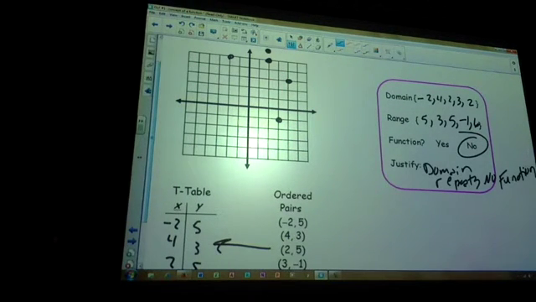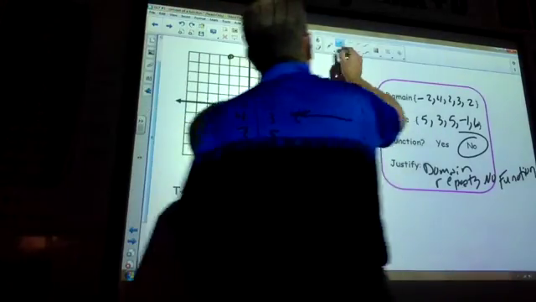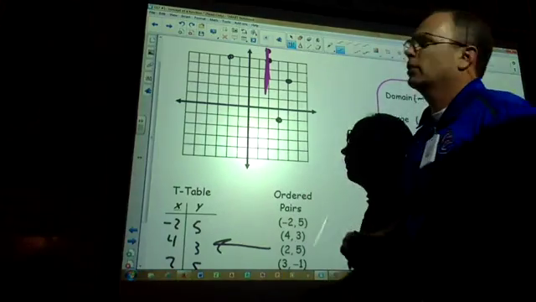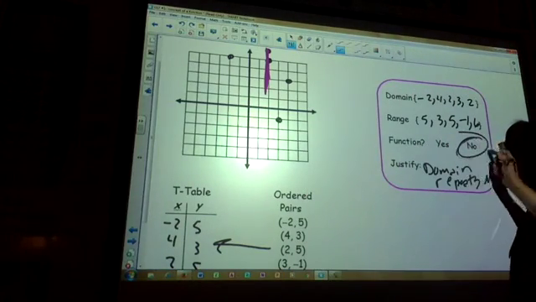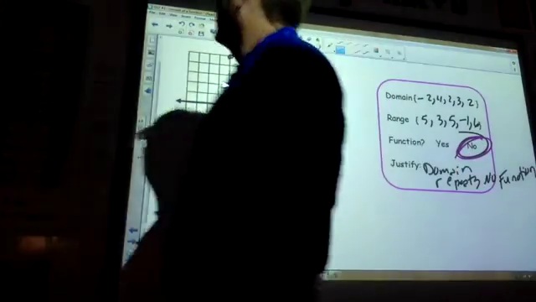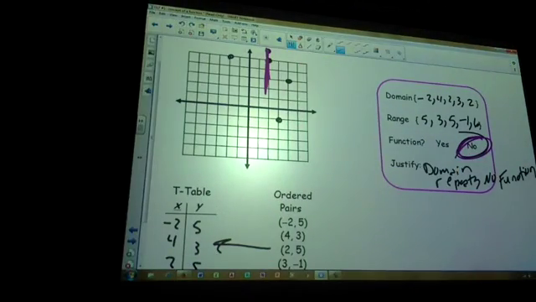Does the vertical line test work? No. Where does it cross? 2, positive 6. Right here, positive 6 and 2. There's my vertical line, right? It touches both of those. Not a function. Oh, that makes so much sense. Because it repeats on you too. Good. Yes. Because the domain repeated.